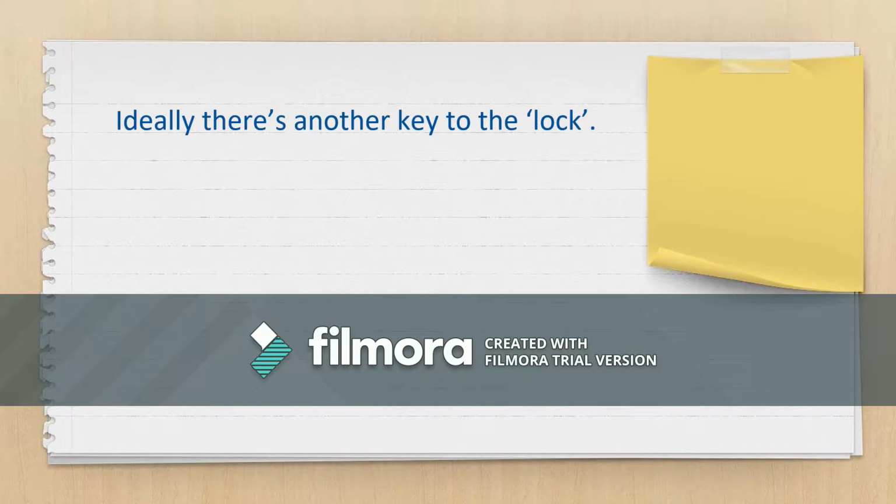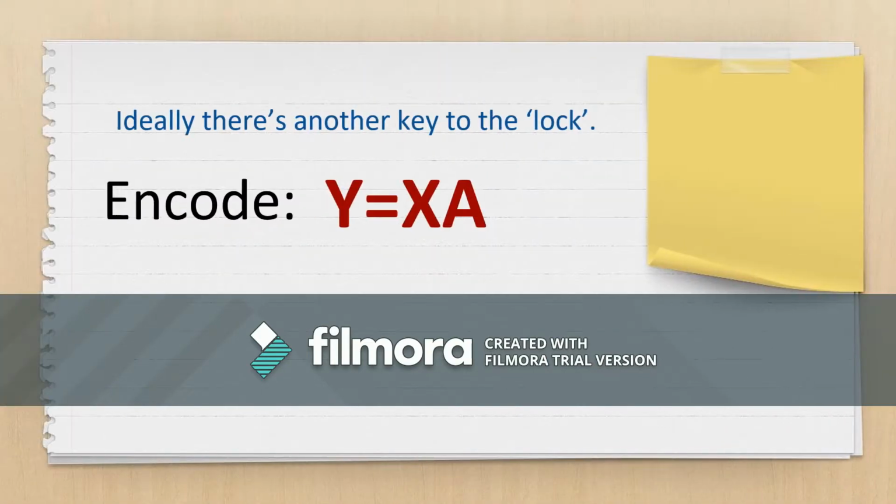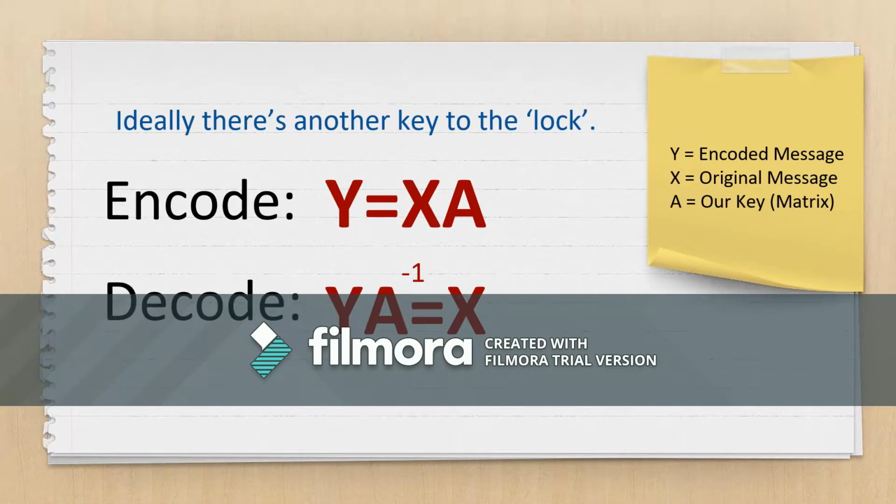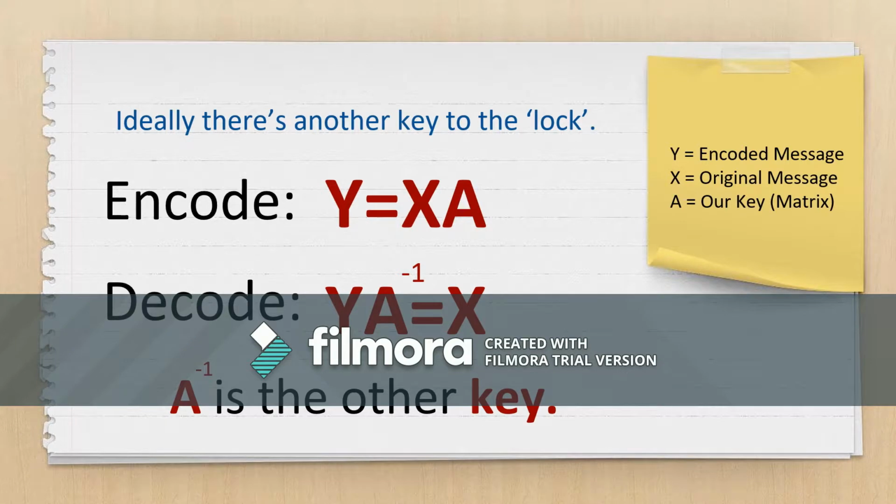Ideally, there are two keys to lock and unlock the message: encoding and decoding. A inverse is another key, which is the unlock key.